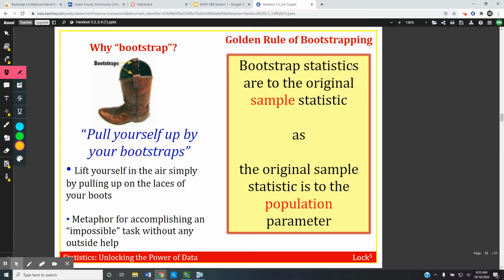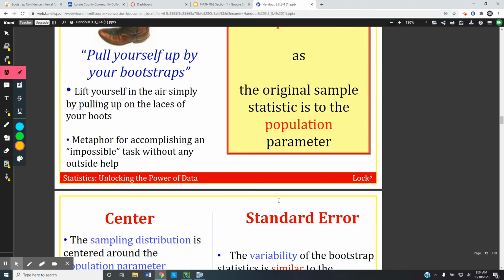Bootstrap statistics are to the original sample statistic as the original sample statistic is to the population parameter. The bootstrap is highly related to the sample statistic. It's going to treat the sample statistic like it's a little population, the same way the original sample seems to infer things back to the population parameter.